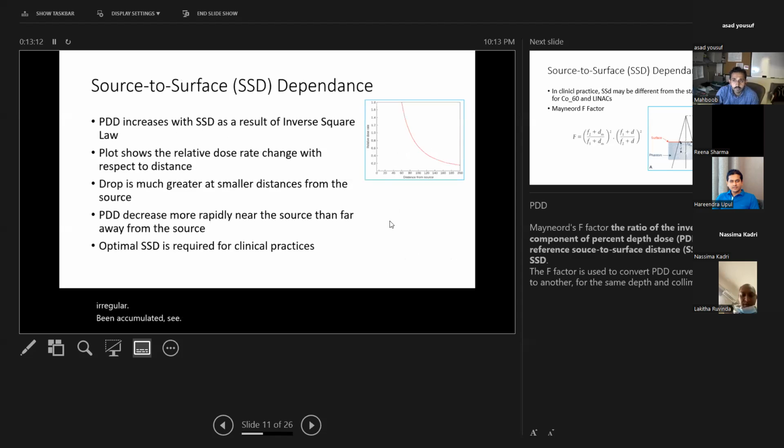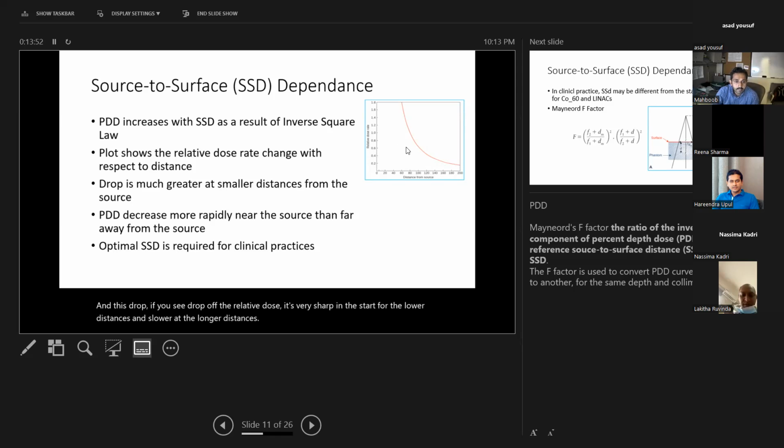The last factor is the source to surface distance dependence of PDD. PDD will increase with an increase in the source to surface distance because radiation follows the inverse square law. From this plot we can see that the relative dose is decreasing with respect to distance from the source. If you see the drop of the relative dose, it's very sharp at the start for the lower distances and slower at the longer distances.